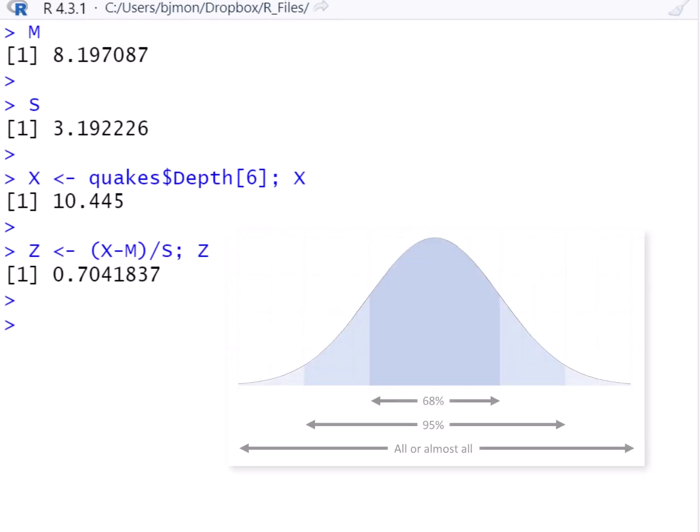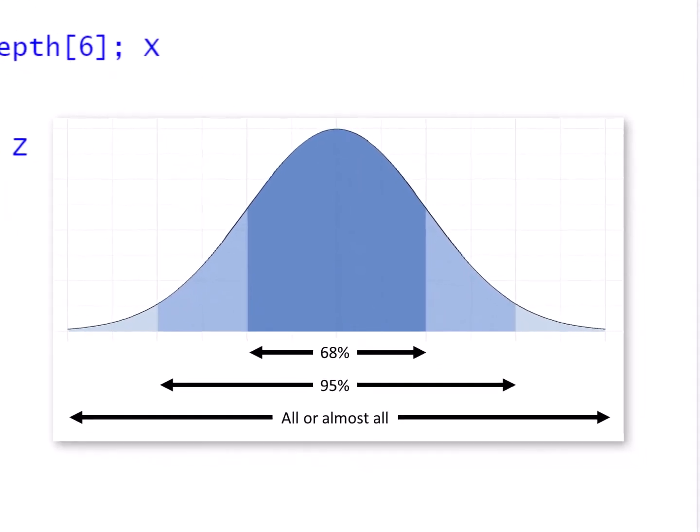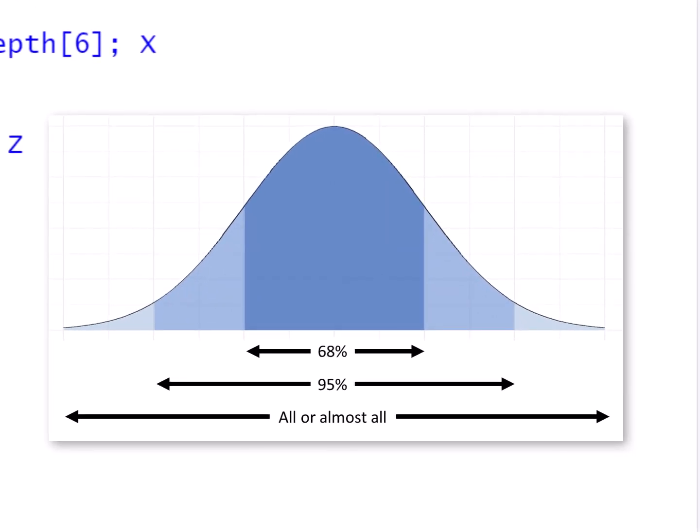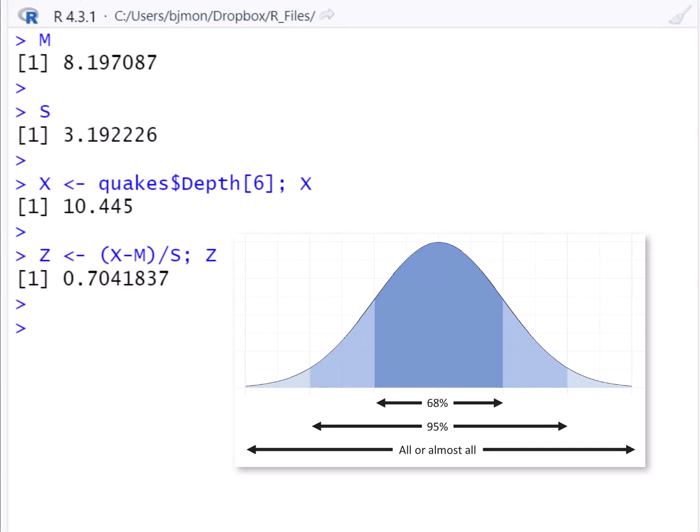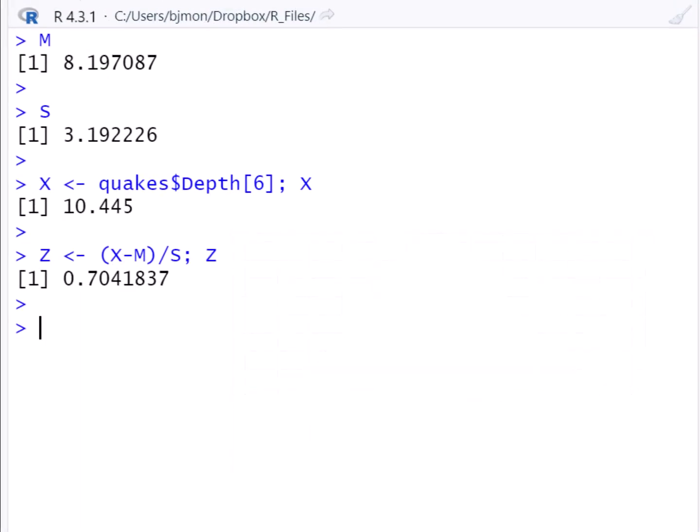Think about what the empirical rule tells us. About 95% of the data fall within 2 standard deviations of the mean. That is, the majority of the data have z-scores between -2 and 2. So a z-score of 0.7042 is well within what we'd expect.